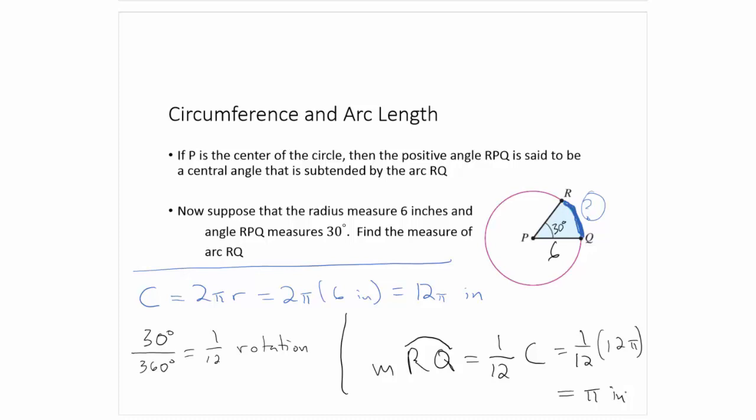So basically what I did there is, to find the measure of the arc, I can think of it as a portion of the circumference. The angle measure tells me what portion of the circumference to use, and I can calculate the circumference by using the fact that the circumference is 2 pi times the radius.